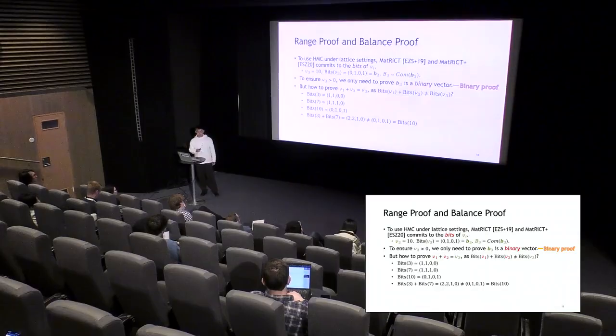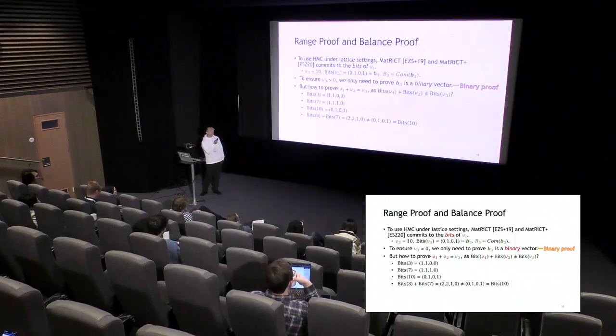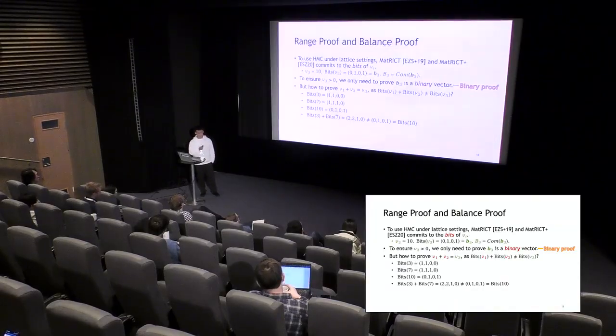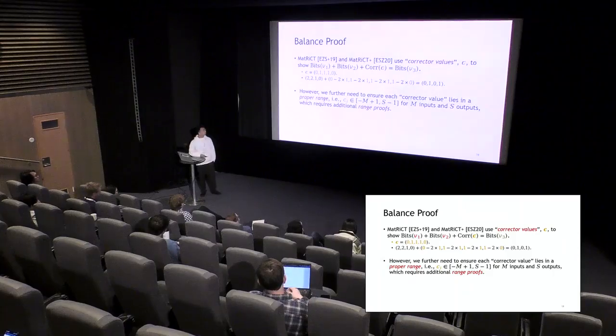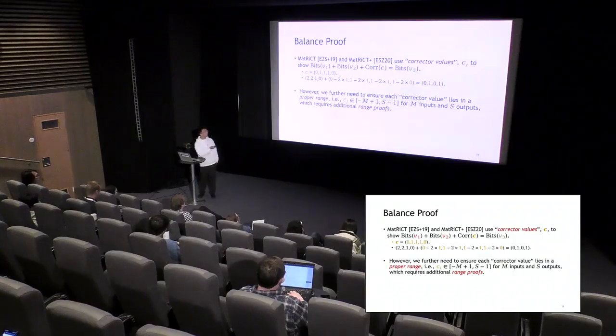But how to prove that the balance holds, that V1 plus V2 equals V3? Okay, since we are doing the addition in the modulus Q field, right? The addition between the bits is not correct. Here, bits of 3 plus bits of 7 is not equal to bits of 10. So how to solve this problem? Previous work uses some auxiliary values. You can regard them just as the carries, right? And they add the carries, the vector C here, and make the equation hold, right?